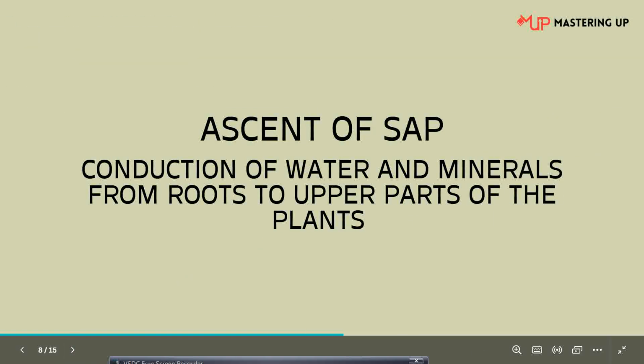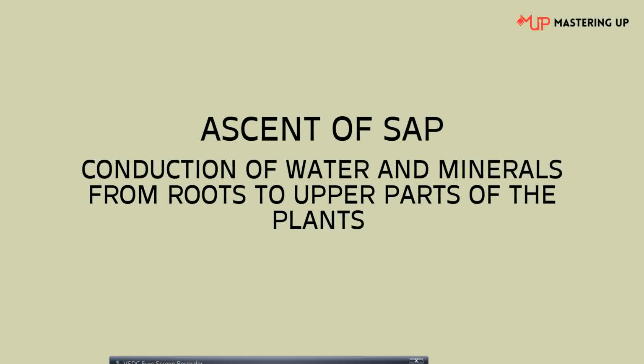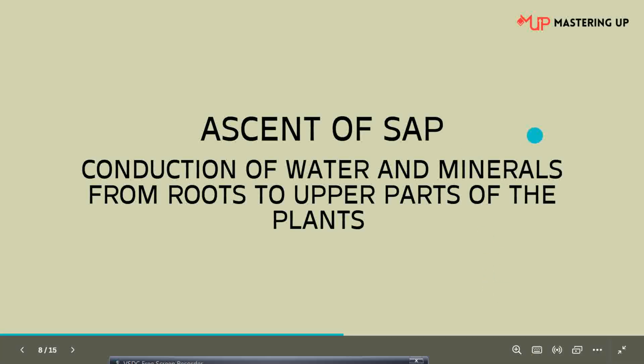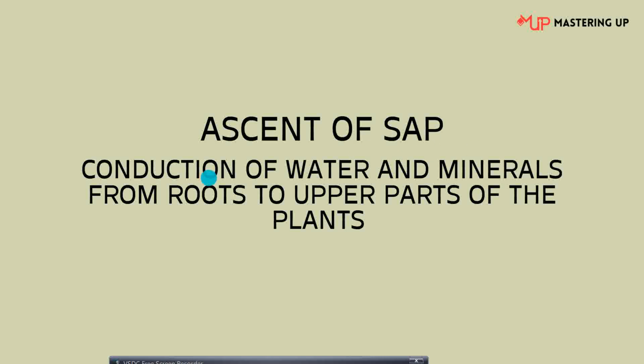So basically, ascent of sap, what is ascent of sap? This term comes in many of the questions. It is the conduction of water and minerals from root to upper parts of the plant. Ascent means from downward to upward, from low to high, like ascent and descent. So this conduction of water and minerals from root to upper parts of the plant is called ascent of sap. These things we are discussing come under ascent of sap.